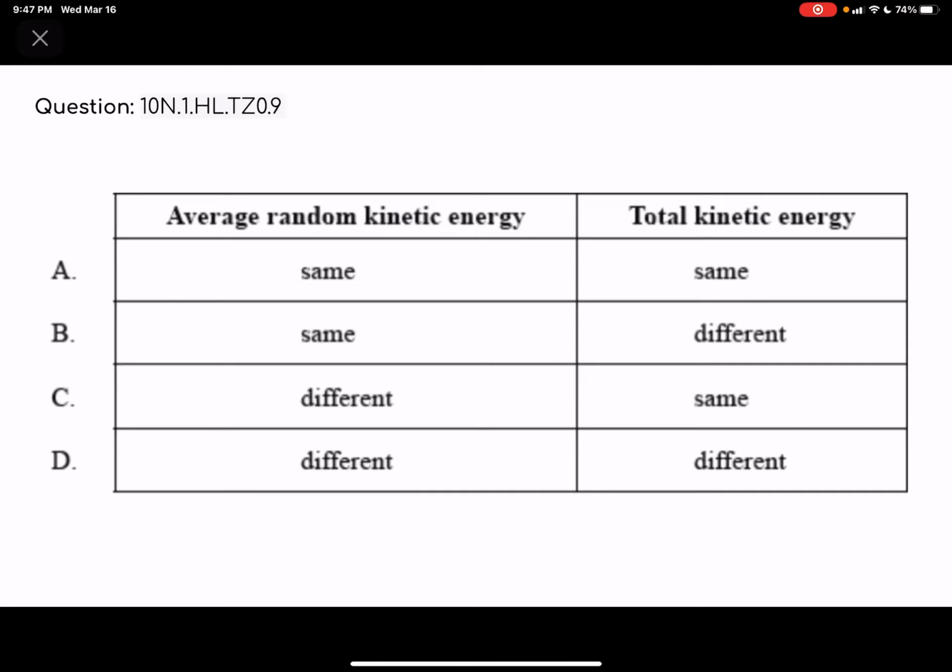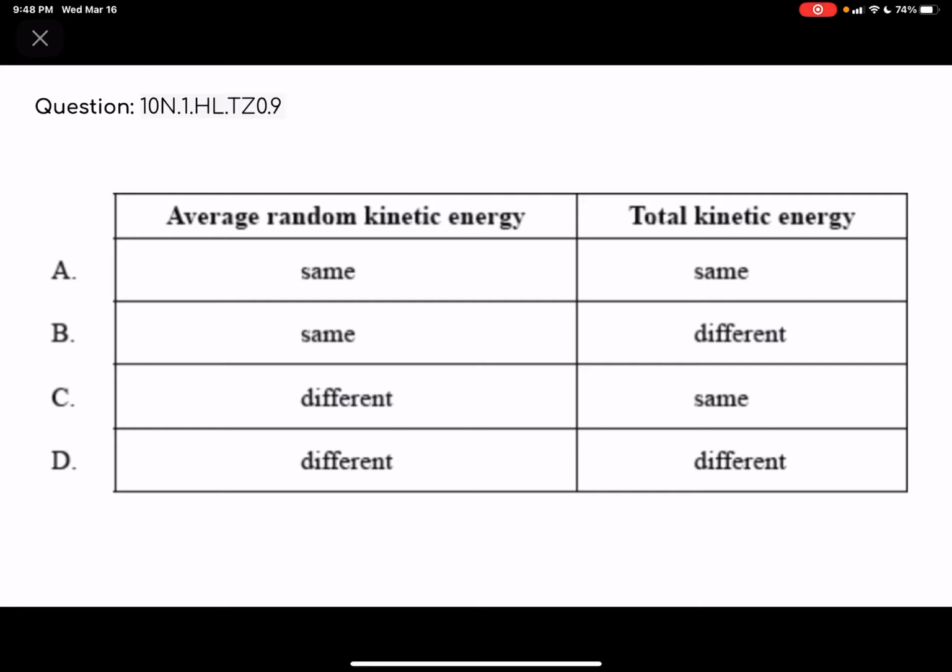My name is Omar Ataway and I'm going to be explaining a past IB Physics Paper 1 Topic 3 question. In this question it says that an ice cube and an iceberg are both at a temperature of 0 Celsius. Which of these options is a correct comparison of the average random kinetic energy and the total kinetic energy of the molecules of the ice cube and the iceberg?